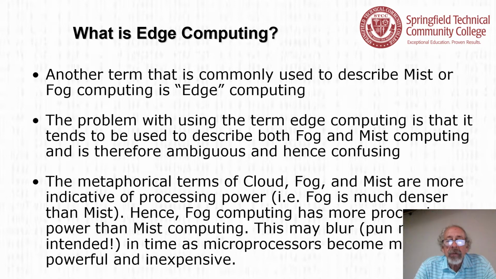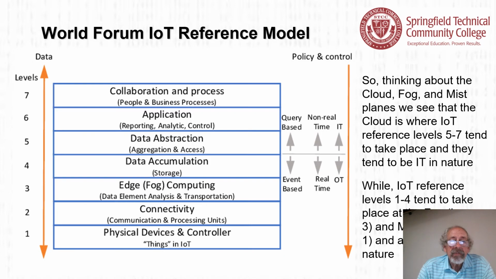The metaphorical terms for cloud, fog, and mist are much more indicative of processing power. That is, fog is much denser than mist, hence fog computing has more processing power than mist computing. This may blur, and pun not intended, in time as microprocessors become more powerful and inexpensive.